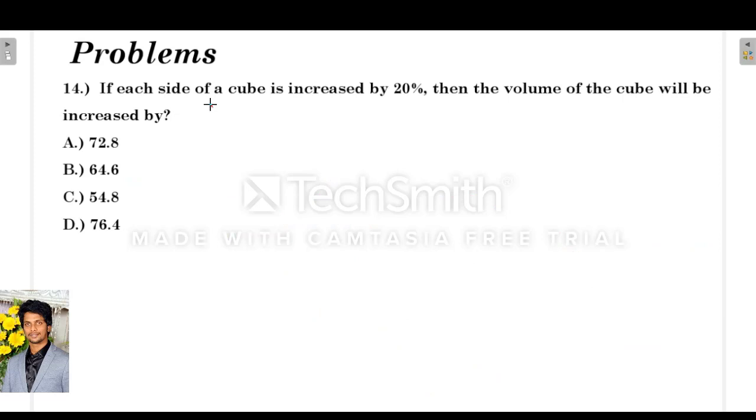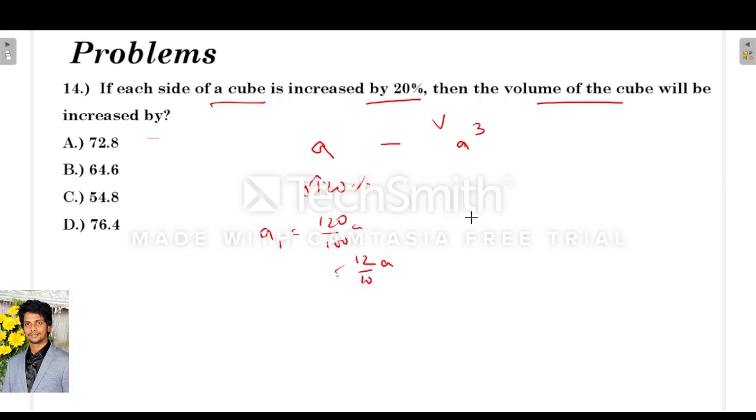Next, if each side of a cube is increased by 20%, the volume of cube will be increased by. So let us say the side of a cube is A. So what is the volume of the cube formula? It is A cube. So now they are telling each side of a cube is increased by 20%. So what will be the new side? So 120 by 100 into A, which is 12 by 10 A. Okay. So the new volume will be A1 cube, which is 12 by 10 into A whole cube.